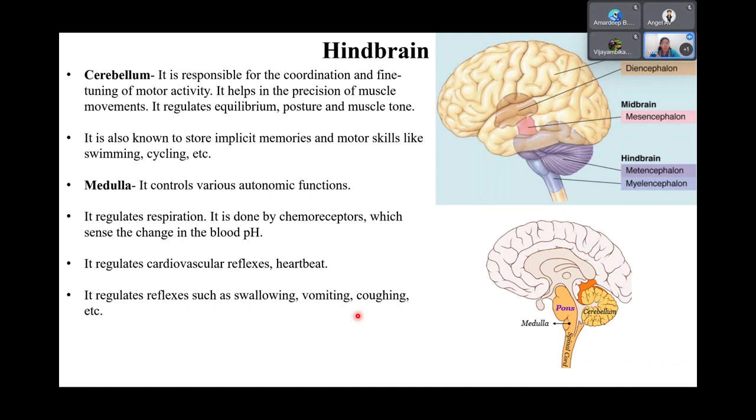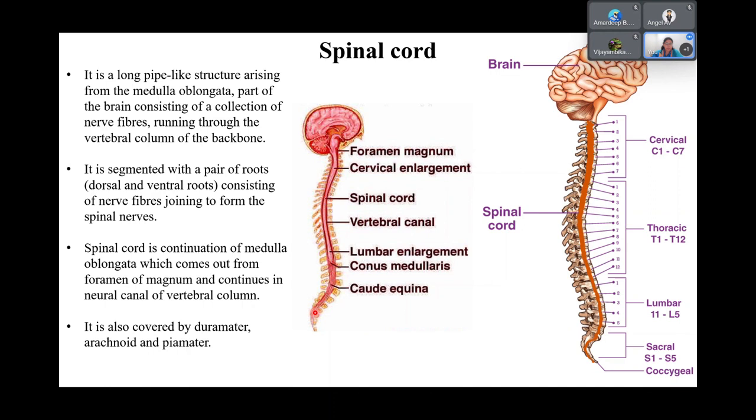Now moving on to the spinal cord. In continuation from the end portion of the brain, you have the spinal cord, which runs throughout your body. For example, you can see here that this is a long pipeline-like structure which arises from the medulla oblongata, and then it runs across the vertebral column of the backbone. It is further segmented into several regions based on which area of the body it is part of. For example, the anterior portions are called cervical, then you have the thoracic, then the lumbar, and at the very end you have the sacral or coccygeal.